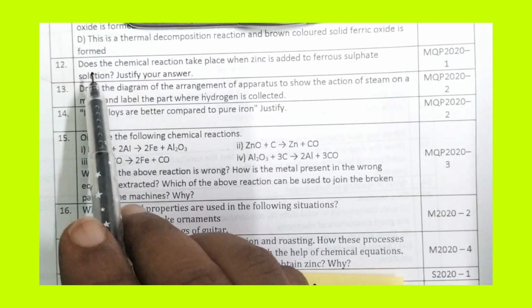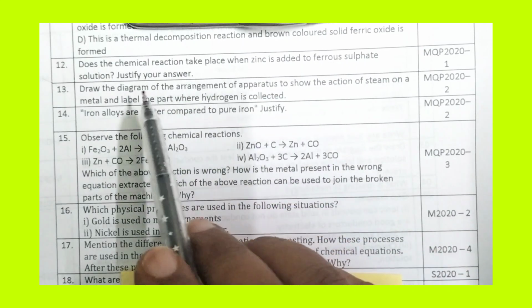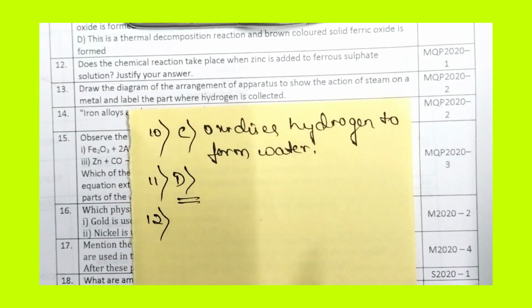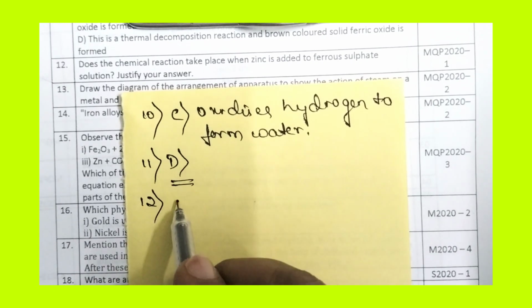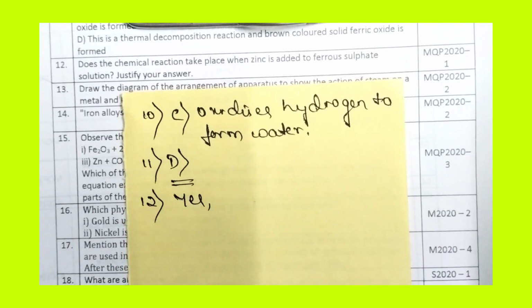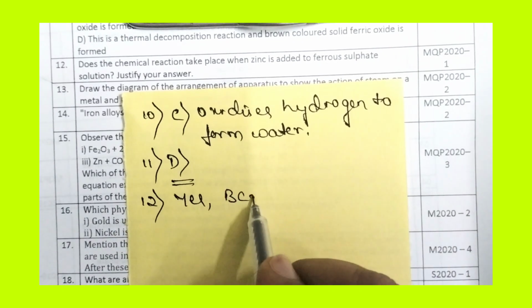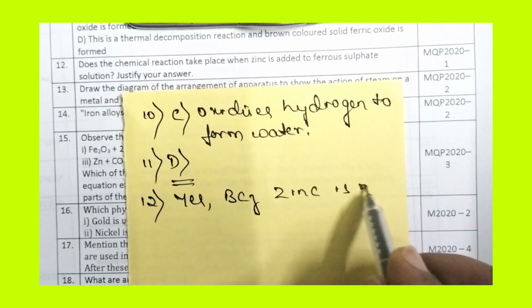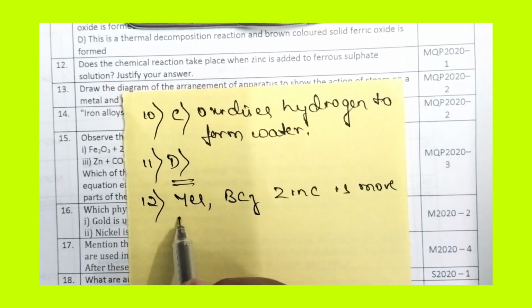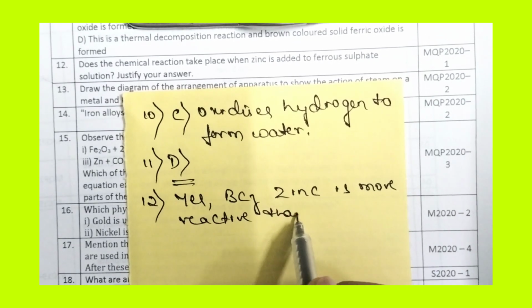The 12th question is, does a chemical reaction take place when zinc is added to ferrous sulfate solution? Justify your answer, he has asked. Does the chemical reaction take place? Yes, the chemical reaction will take place because zinc is more reactive than iron.